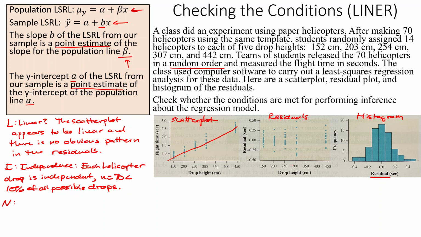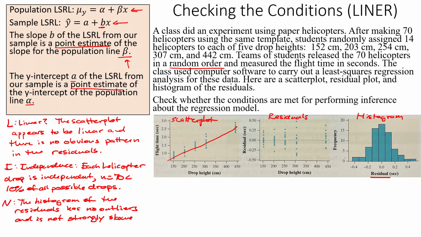All right, N. So that was the normal one. We're looking at the histogram here, and we want no outliers and not strongly skewed. So we say the histogram of the residuals has no outliers and is not strongly skewed. Remember, a little bit skewed is not really a problem. Being ridiculously skewed would be a problem.